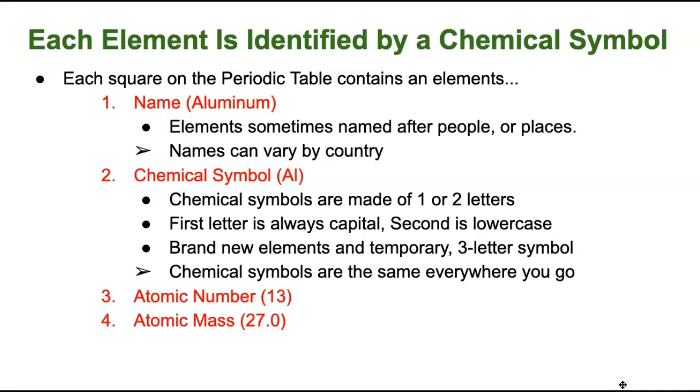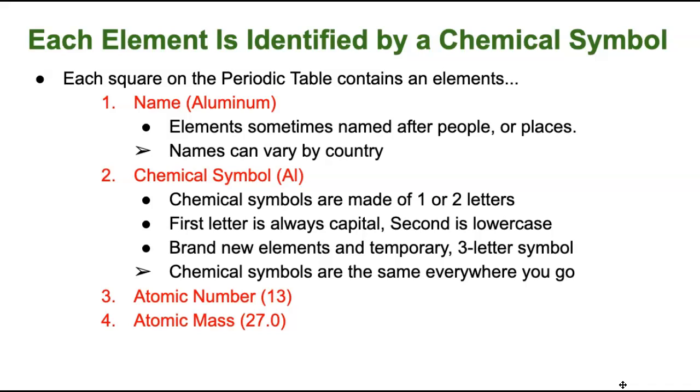They can also vary by country because sometimes scientific communities are in dispute about who actually discovered and got the naming rights to an element first. Chemical symbols, however, which are also on the squares in the periodic table, are going to be the same everywhere you go. They're sort of like the metric system of the periodic table.